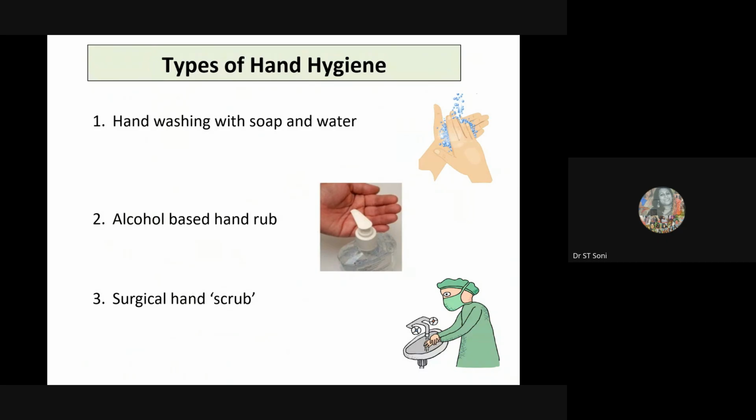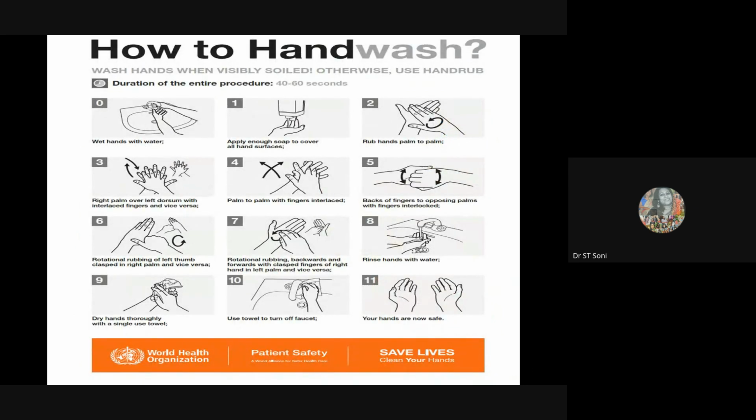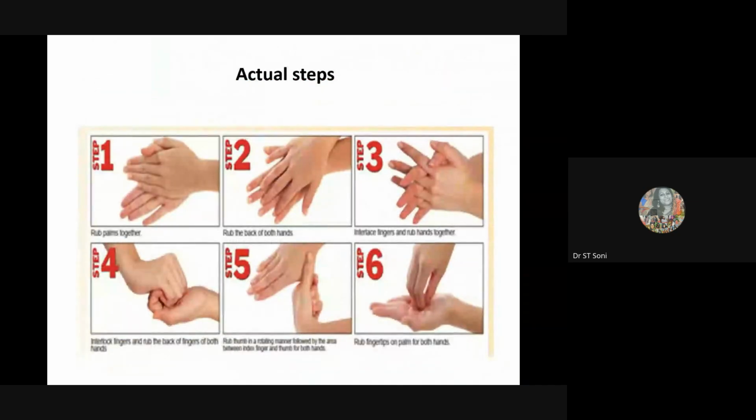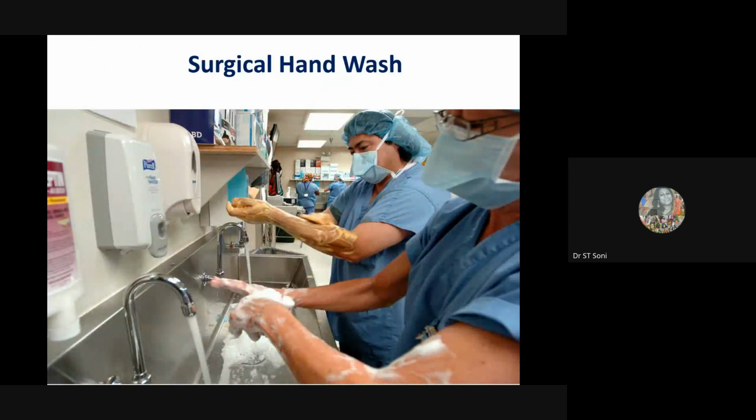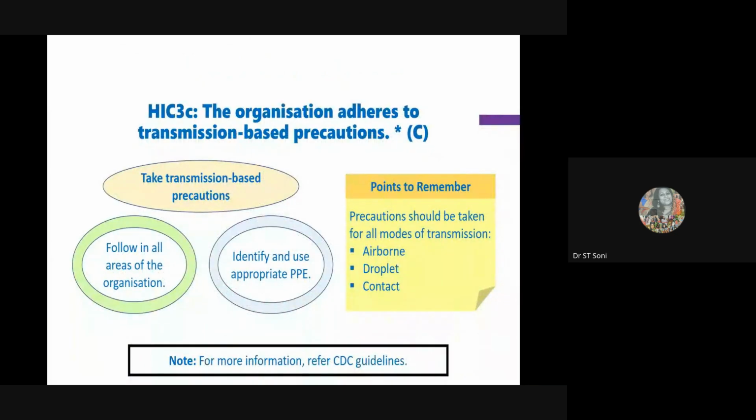Alcohol based hand rub is used in between patients. You can use it inside the ICUs. And surgical scrub, wherein you have to vigorously clean your hands before going for any surgery or any aseptic procedure. So these are all the steps of hand hygiene and hand rubs, and these are the actual steps. And this is the surgical scrub. You have seen that they are not touching the taps, so they are all sensor operated or foot operated taps.